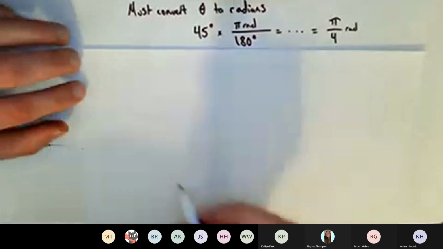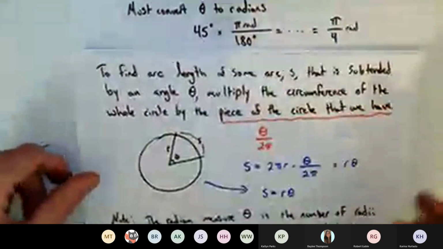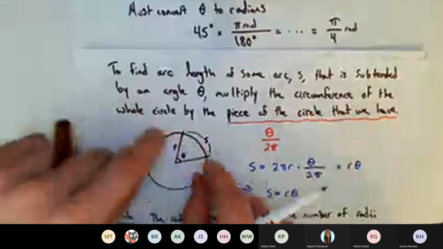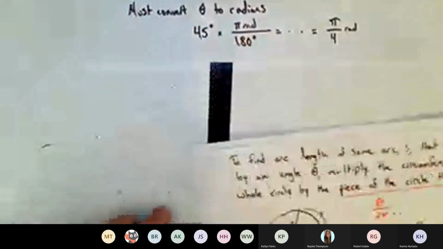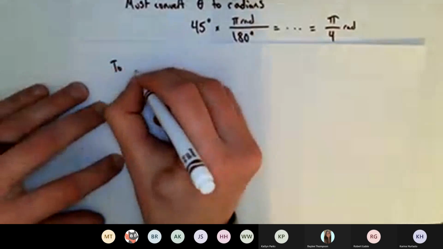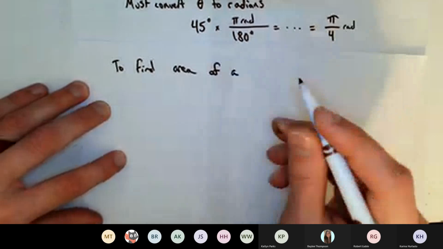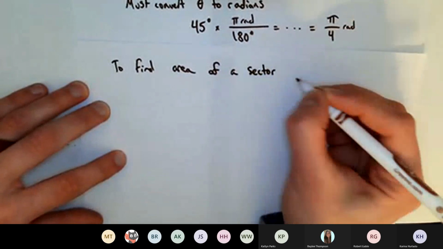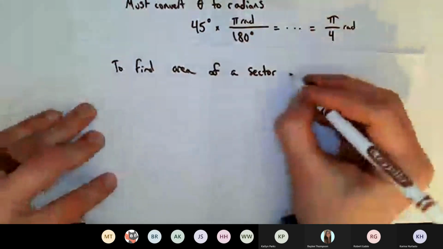Okay, what about area of a piece of a circle? So to find the arc length of some piece of a circle, we multiplied the circumference, which makes sense because arc length is just a piece of the circumference, by the piece of the circle that we have. So what about finding area of a piece of a circle, which by the way, we call a sector. So when we're talking about area, the piece of a circle, finding its area, it's called a sector.